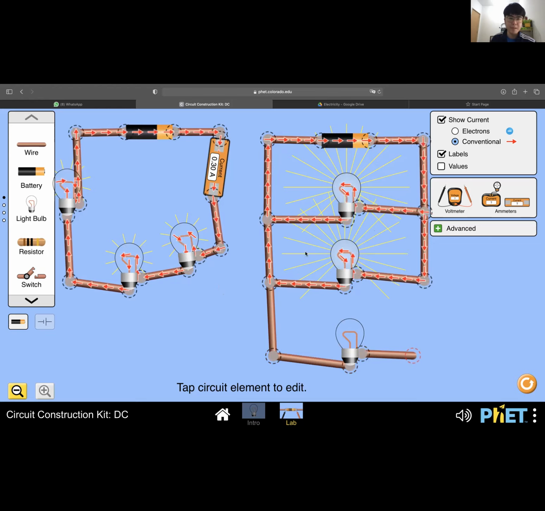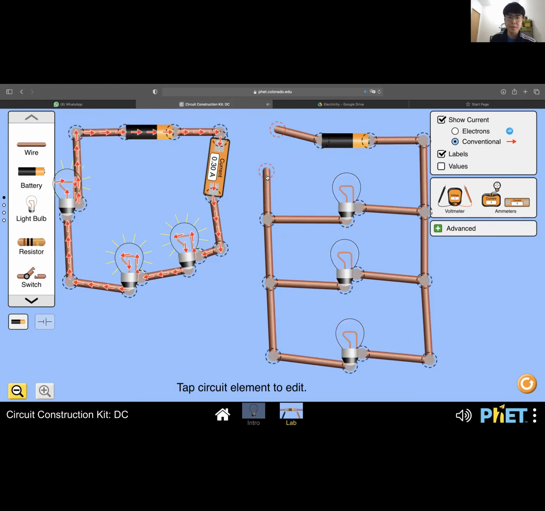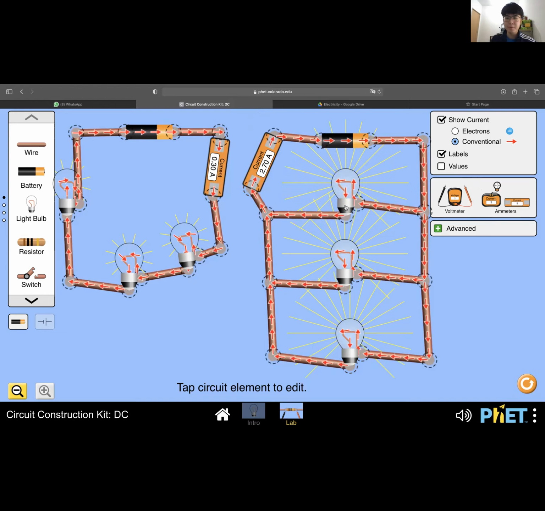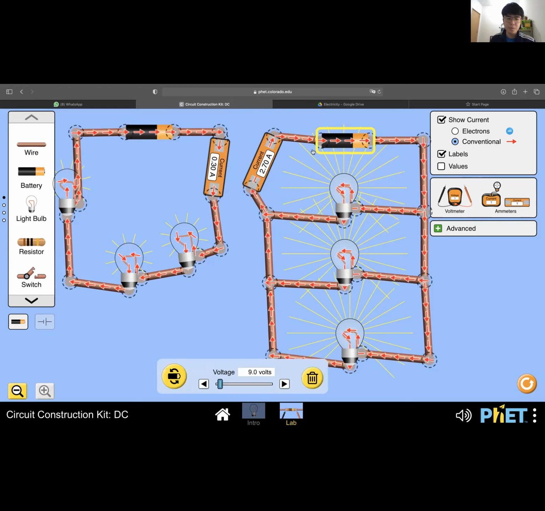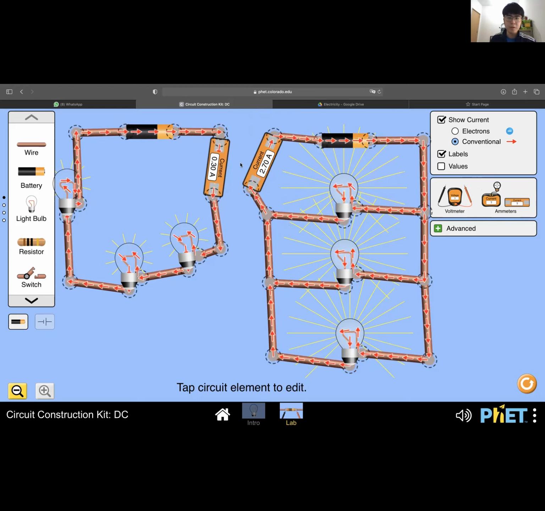Maybe I'll put 1 ammeter just to see the current flow. I put it over here, like this. This is a parallel circuit.